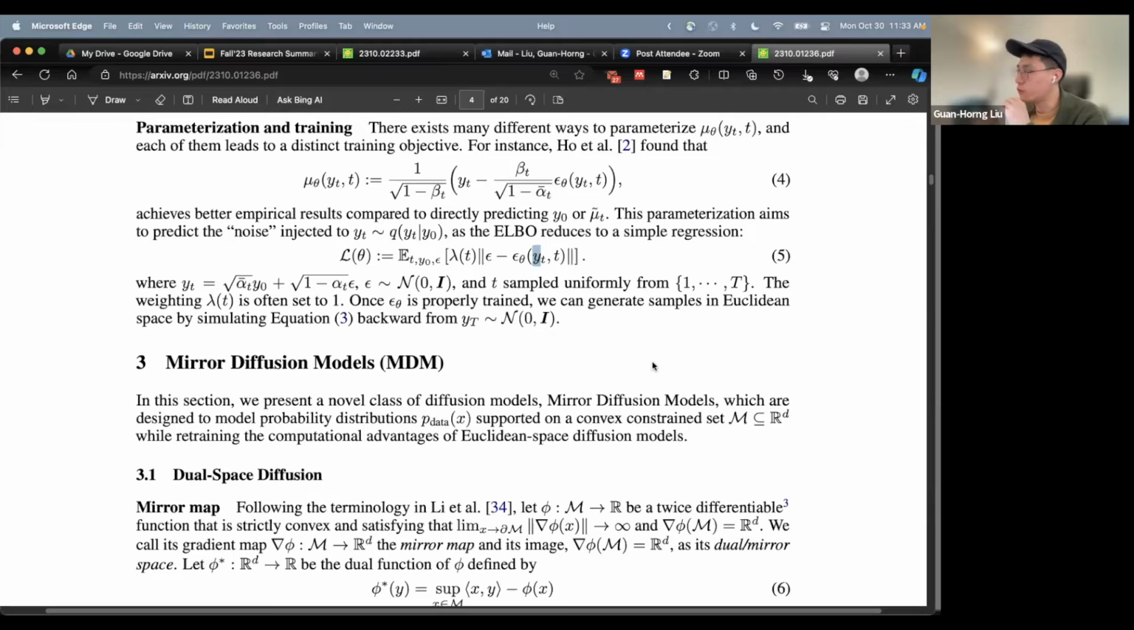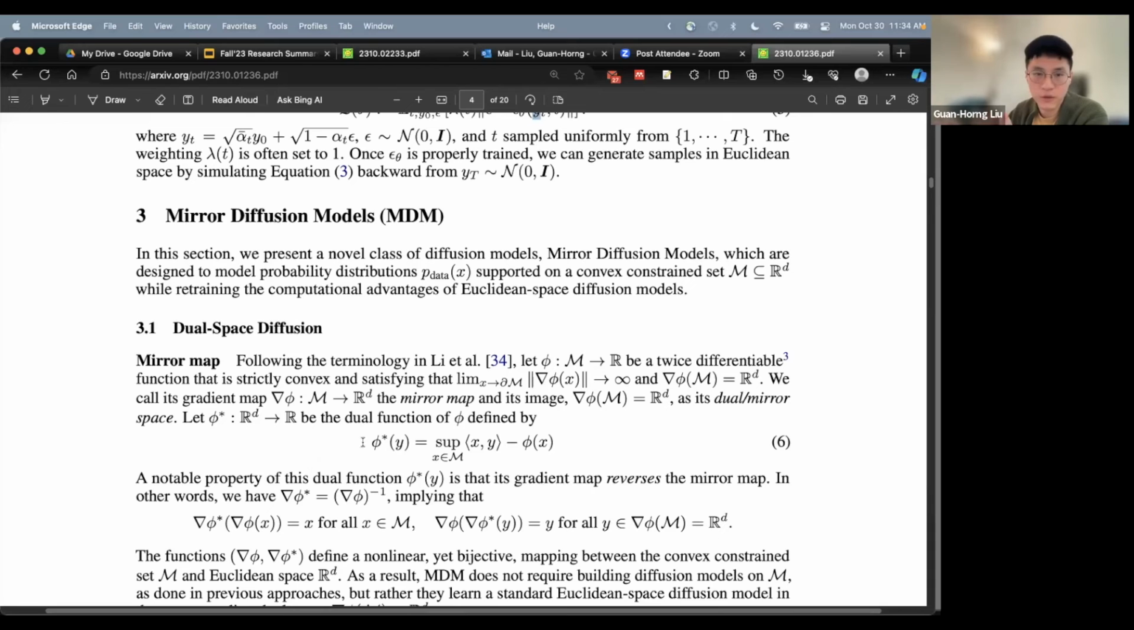So really, I think the key computation here is the transformation between primal and dual. I have to apply the mirror map, and I have to apply the inverse mirror map to transport samples between primal and dual. Ideally, I want these transformations to be fast, parallelizable, and preferably to have a closed form solution. I don't want to really solve the original definition of the mirror map, which is equation 6, and we want to exploit some closed form solution for the constraint set that we are interested in.